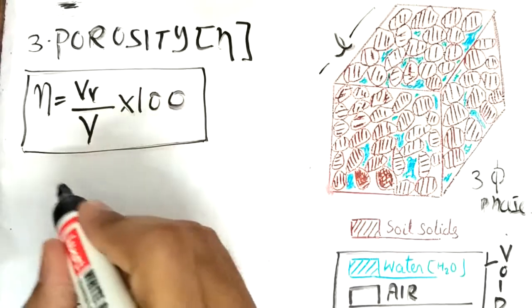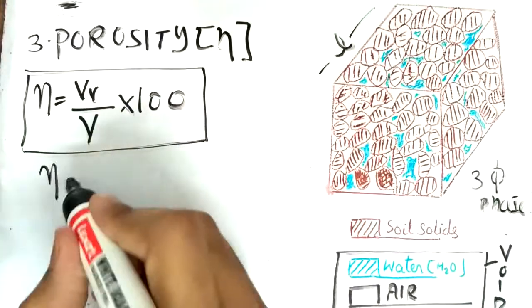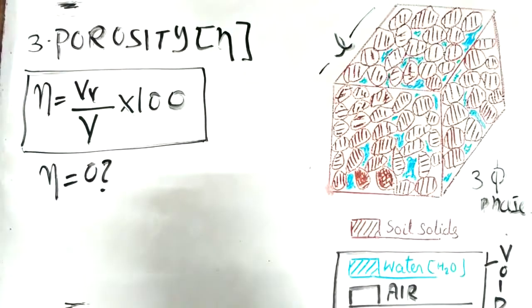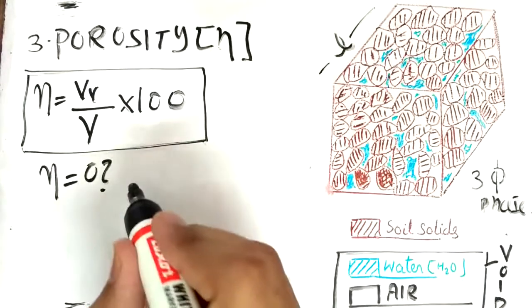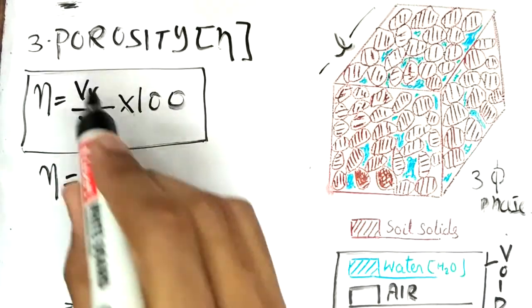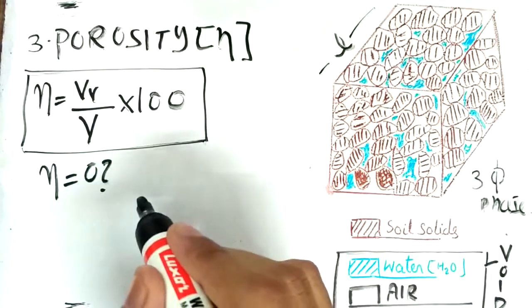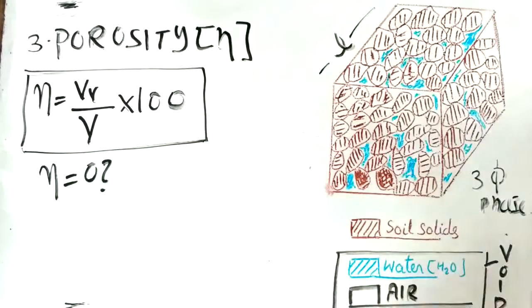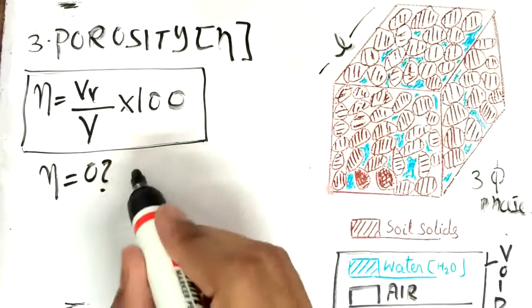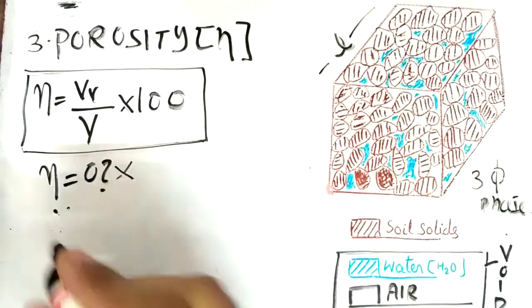So again, can my porosity be equal to 0? When will my porosity be equal to 0? If my numerator is equal to 0, and in the numerator I have volume of voids. So can my volume of voids be equal to 0? No. If my volume of voids is 0, my soil no more exists. So this case is not possible.